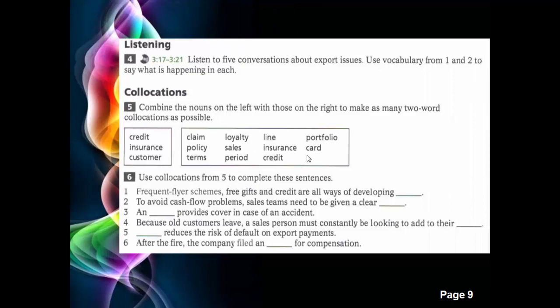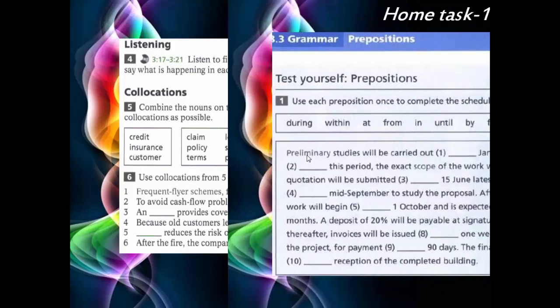So, after the listening exercise, we come to vocabulary revision as well. Exercise 5, combine the nouns on the left with those on the right to make as many 2-word collocations as possible. Your task is matching these nouns with their pairs. Exercise 6 requires you to use collocations from 5 to complete these sentences. It is a gap-filling task.